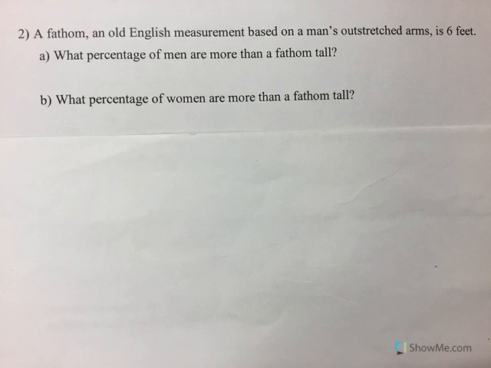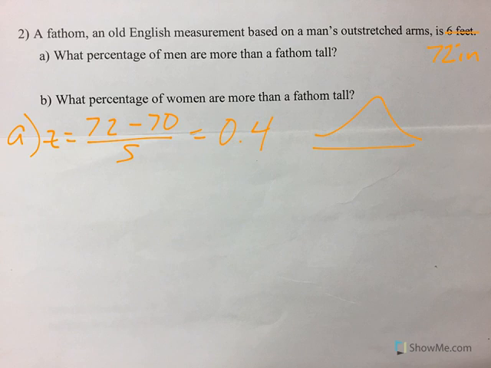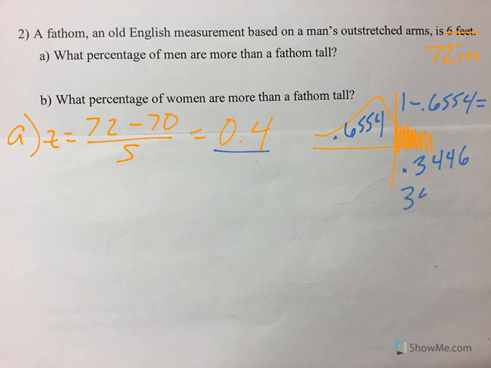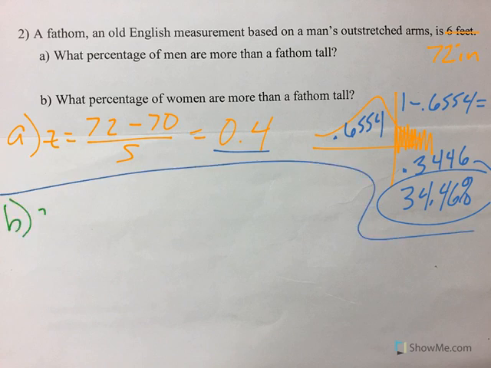A fathom, which is an Old English measurement based on a man's outstretched arms, is 6 feet. Well, remember that 6 feet is 72 inches. So what percentage of men are more than 72 inches? Okay, so we need to first find the z-score. Value minus the mean divided by the standard deviation. Again, remember the standard deviation and mean for men. So that gives me 0.4. Okay, so we're talking more than. That's area to the right. Well, if I put 0.4, look it up on my table, I get 0.6554. So the area on the right is 1 minus 0.6554, which gives me an answer of 0.3446, as a percentage, 34.46%.